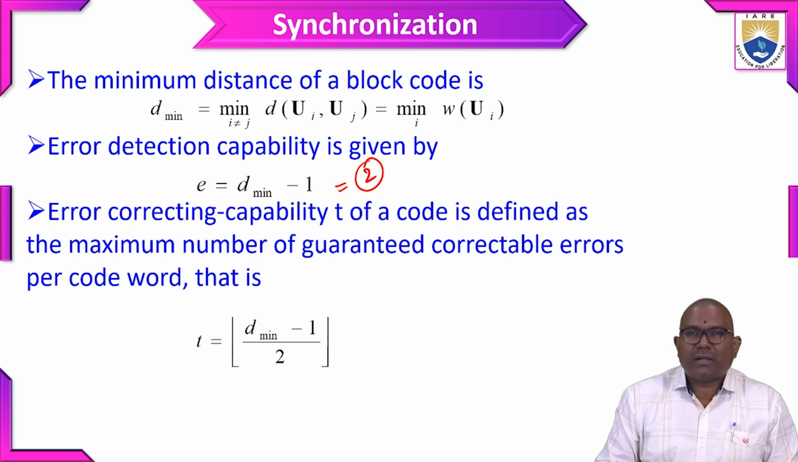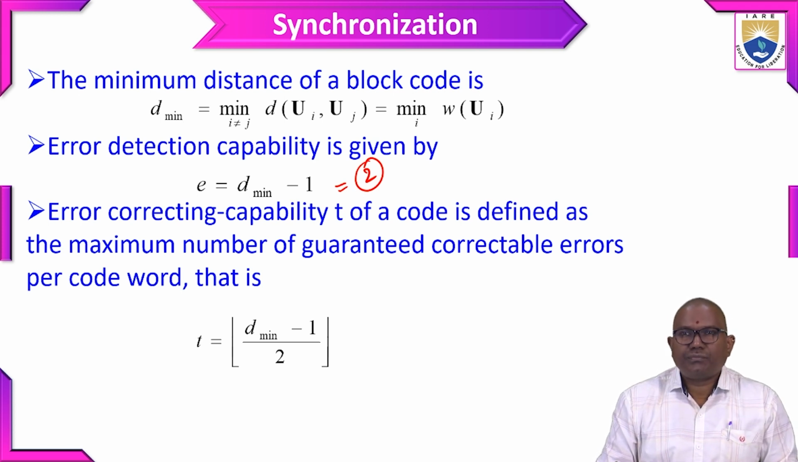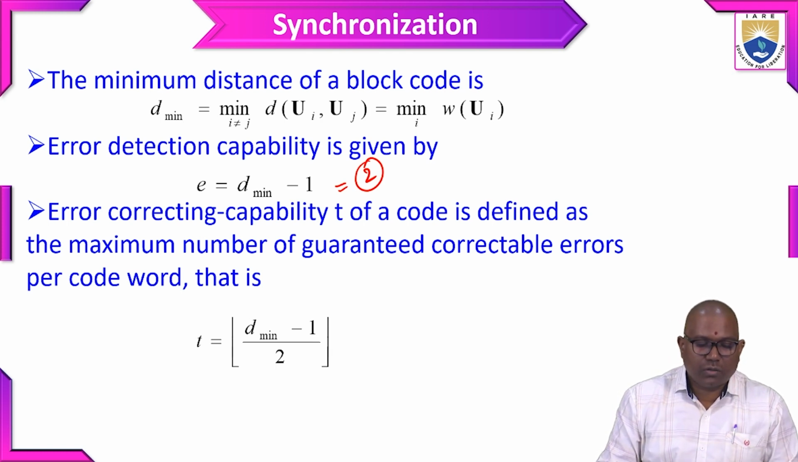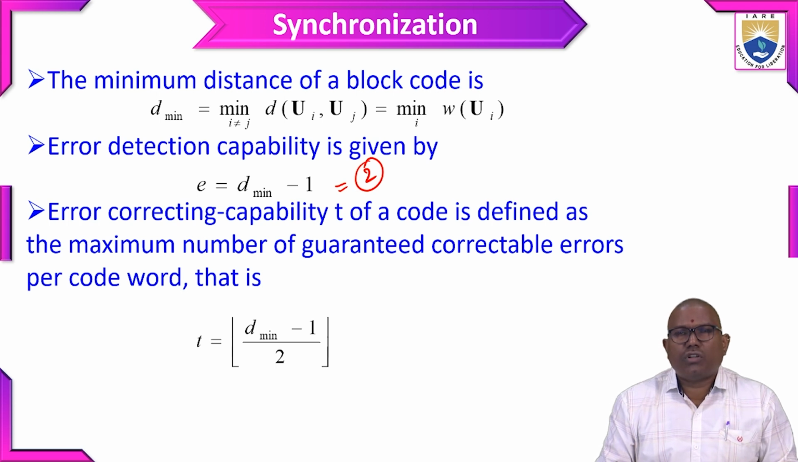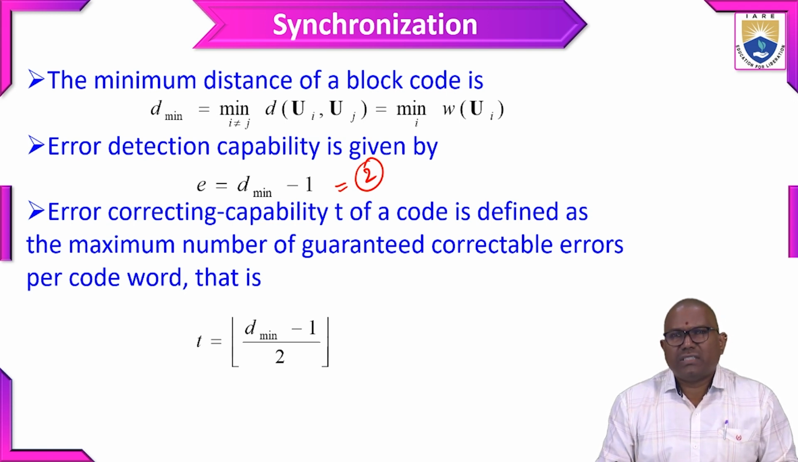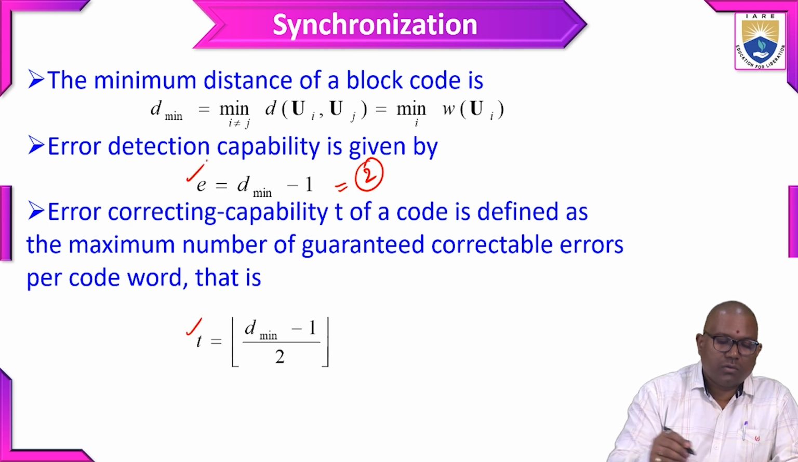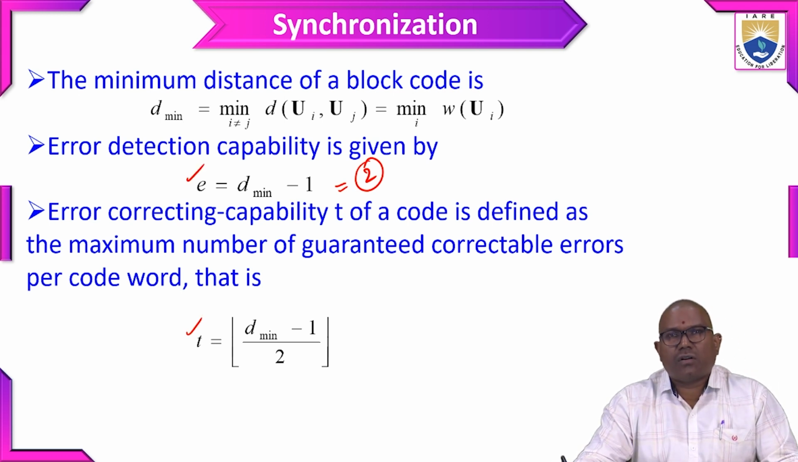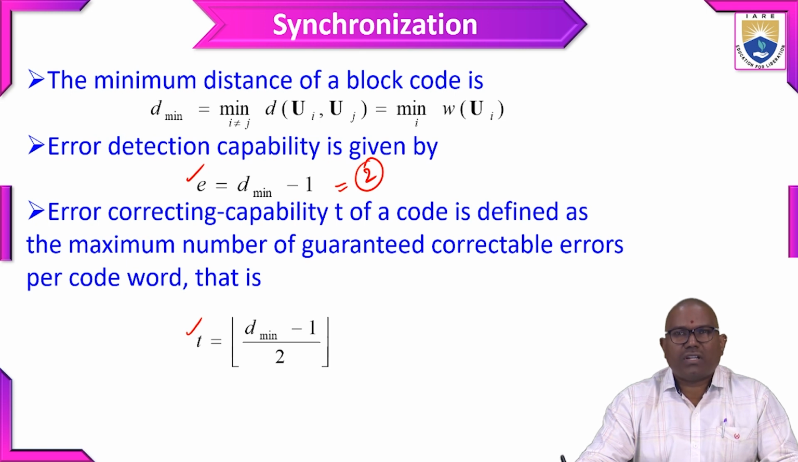So the error correction capability of a code is defined as the maximum number of guaranteed correctable errors per code word. That is nothing but small t equal to d minimum minus 1 by 2. So that is the error correction capability, and the earlier one is the error detection capability. This is the formula for how to find error detection and error correction. First you must get the minimum distance, then you can find detection and correction.